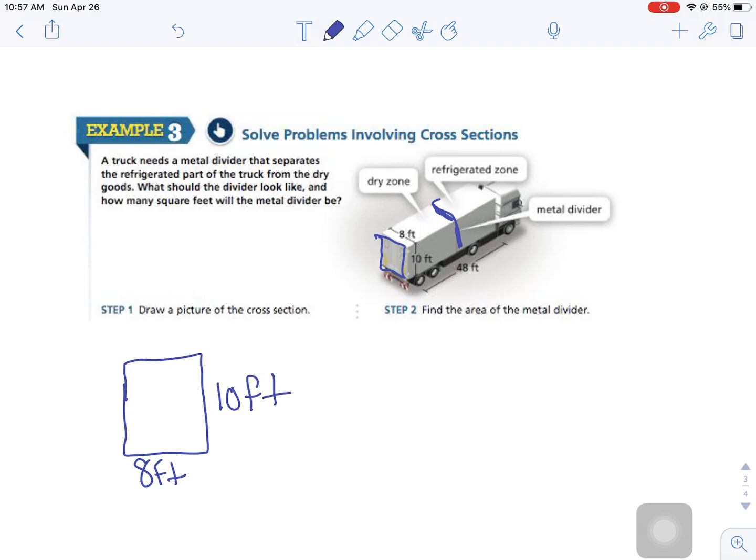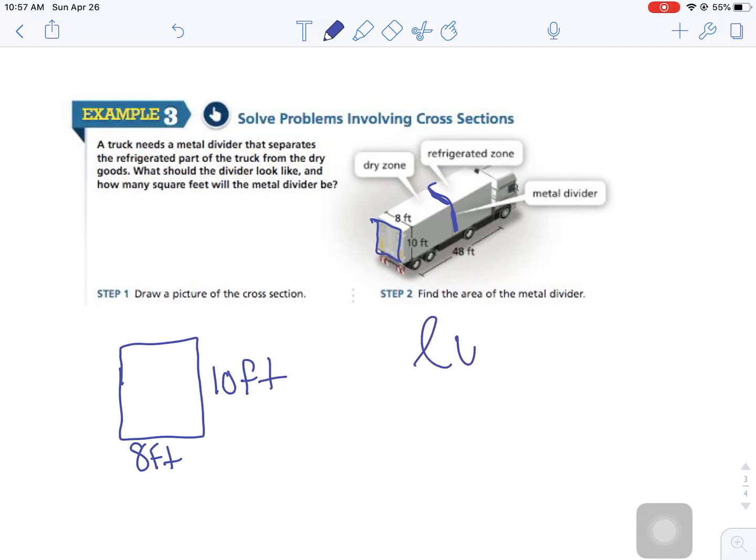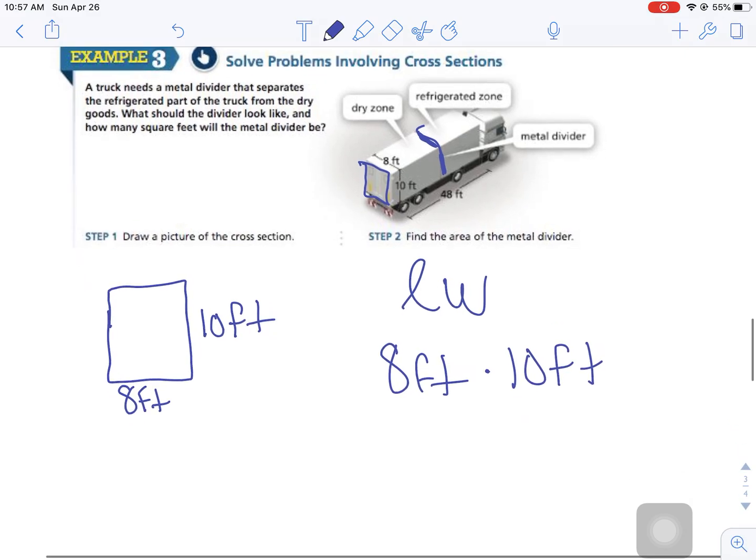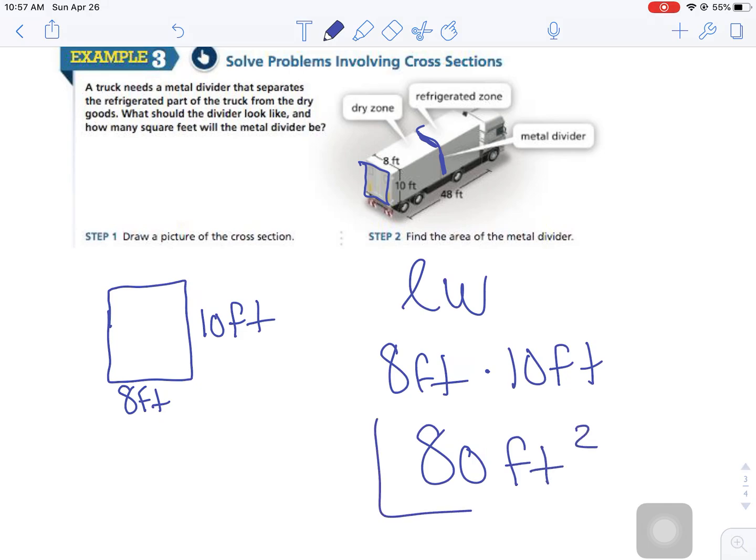Then it says to find the area. So again, we're just doing length times width. So we have our 8 feet times 10 feet. So we're going to end up with our area is 80 feet squared.